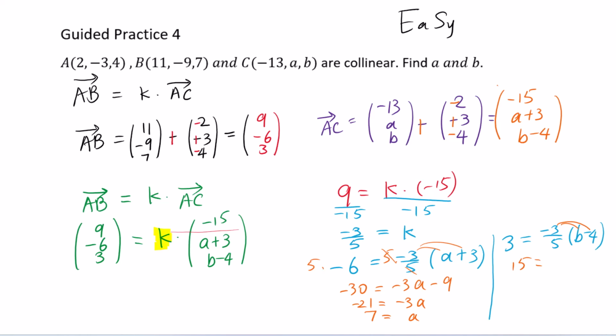Then -3 times B, -3B, -3 times -4 plus 12. Minus 12 both sides, 3 equals -3B. So B equals -1. Remember this rule, collinear means vector AB equals K times vector AC.